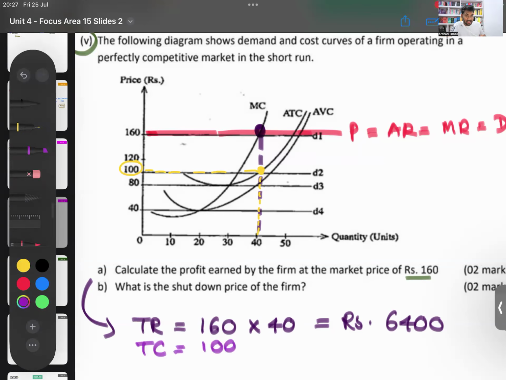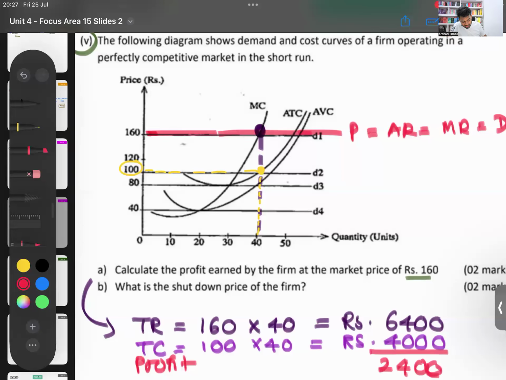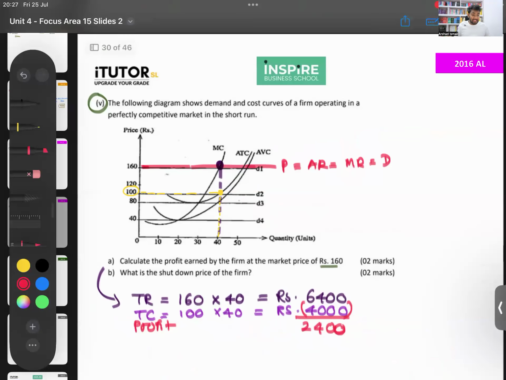You all write equations. I'm not writing all of that. Times 40 units, how much is your total cost? Total cost is 4,000. Your revenue is 6,400, cost is 4,000. How much is your profit? Your profit is 2,400. This minus this. Easy. That's part A.